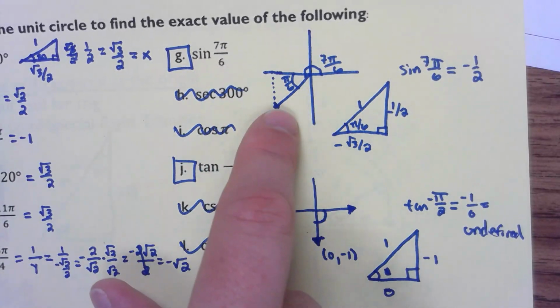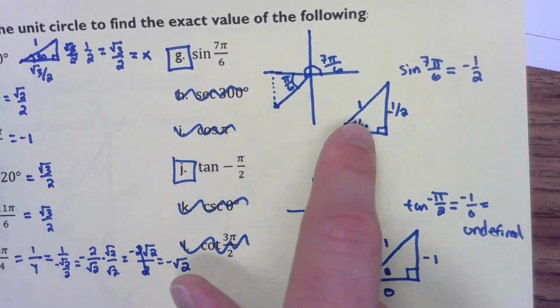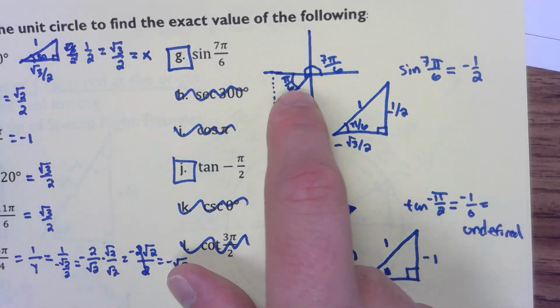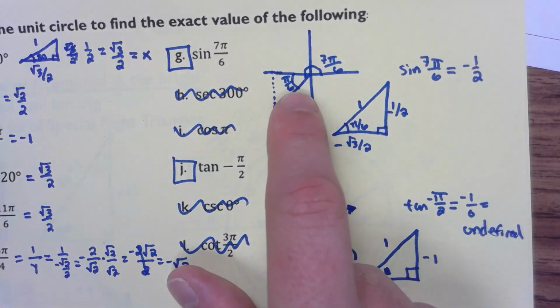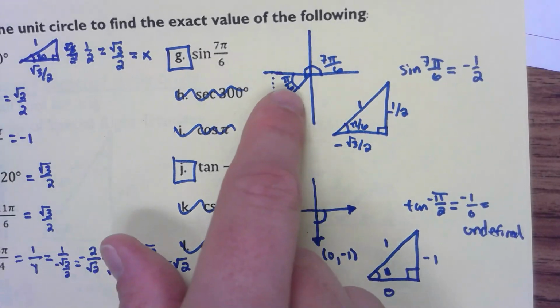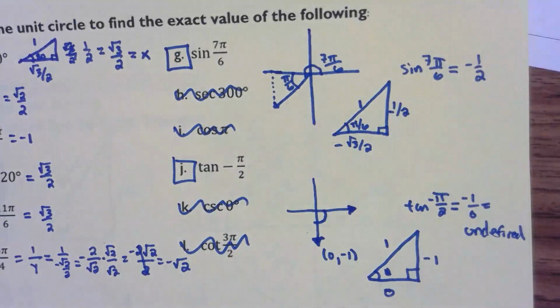So this brings me into quadrant 3, and I'm recognizing that I'm pi over 6 more than pi. So I've rotated pi over 6 past this negative x-axis. That's my reference angle, the pi over 6. So I'm then going to make my triangle. I will always orient it so it's in quadrant 1.